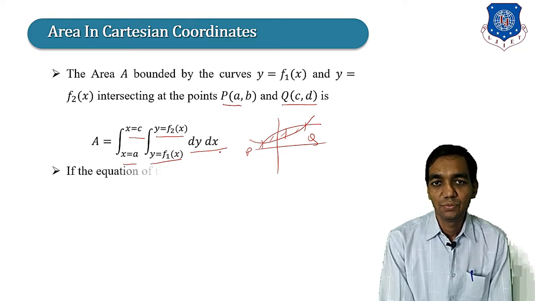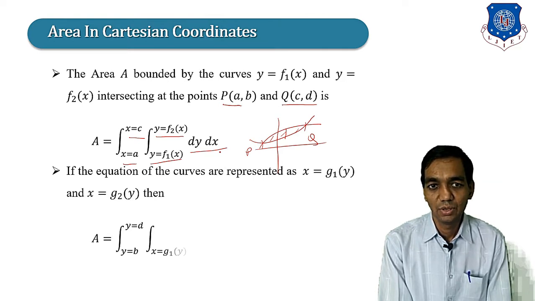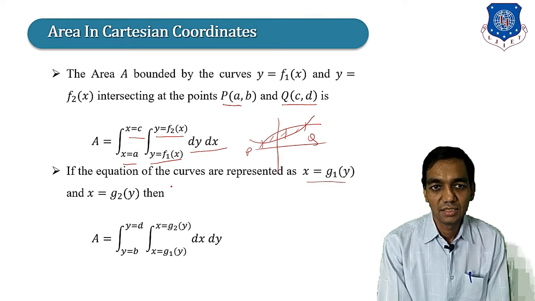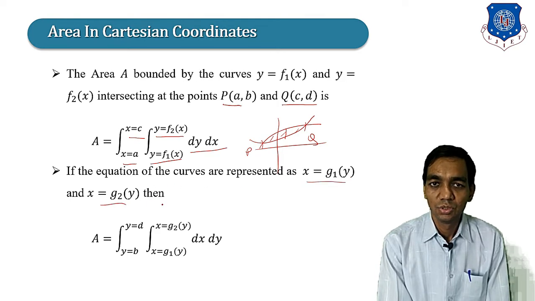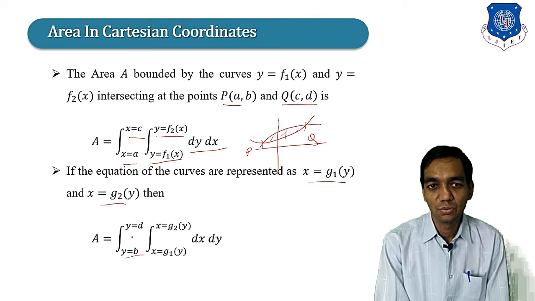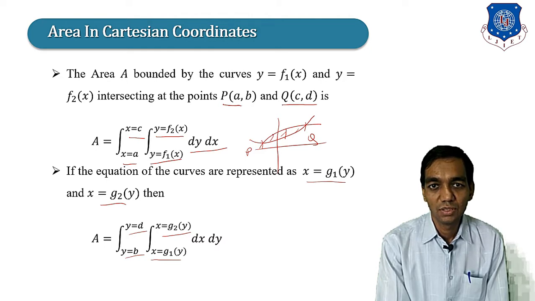Okay, in the same manner, instead of a strip parallel to y, if you start with a strip parallel to x, then in that case, if x = g1(y) and x = g2(y) are two curves, the area is given by the integration from y = b to y = d, x = g1(y) to x = g2(y), dx dy. In that case you have to draw the strip parallel to x. Points remain the same, only you have to draw one strip parallel to the x-axis like this.